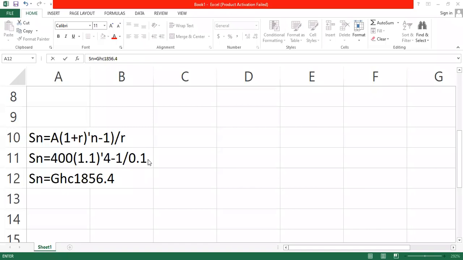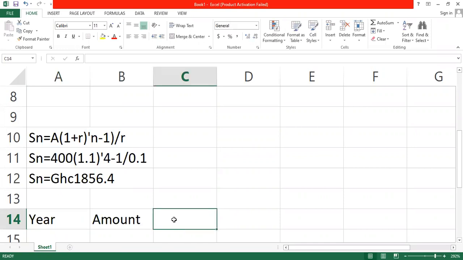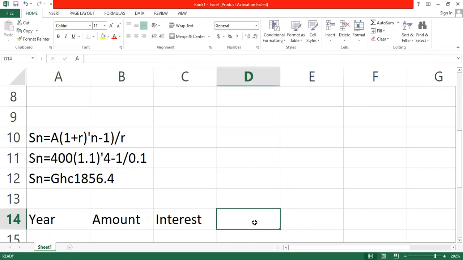The question says we should show the schedule of the sinking fund. What they are talking about is that we just show the growth of the fund. How would the investment grow? So we show the growth per year. You come here, then you look at the amounts, then you look at the interest on the amounts, then you look at the total amount at the end of the year.